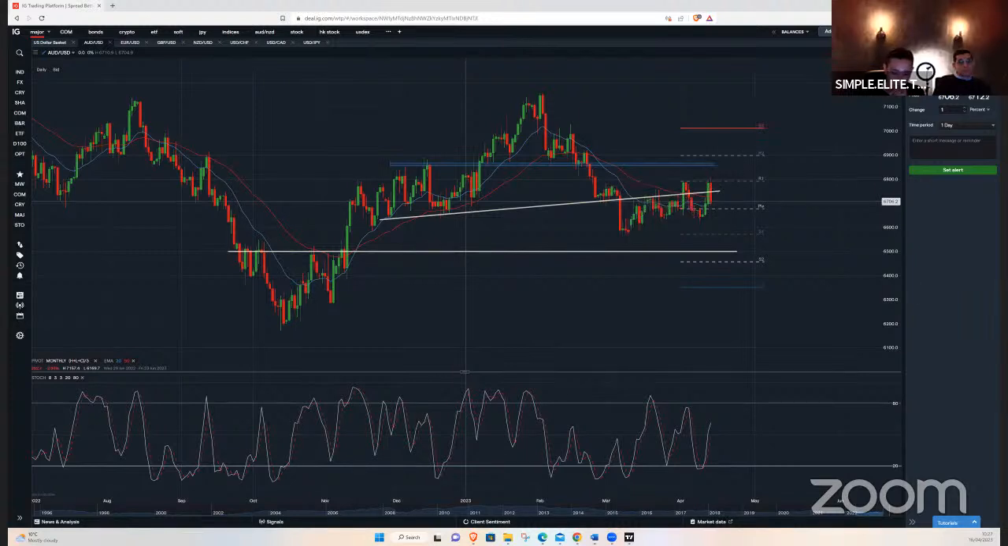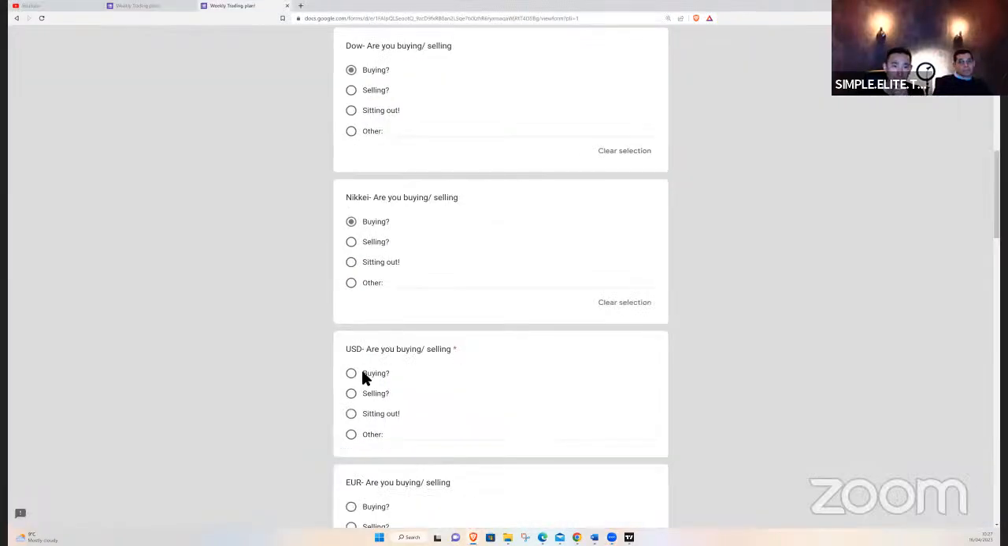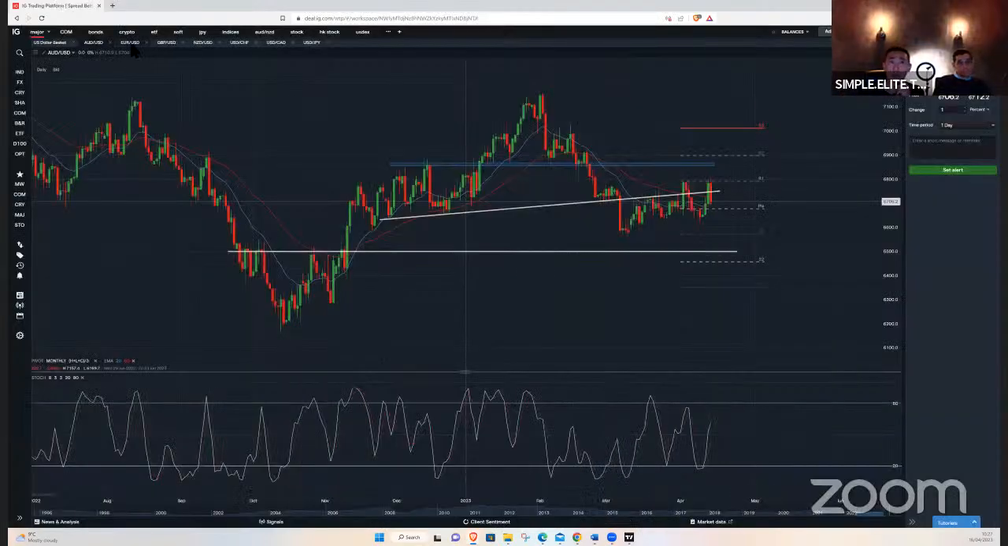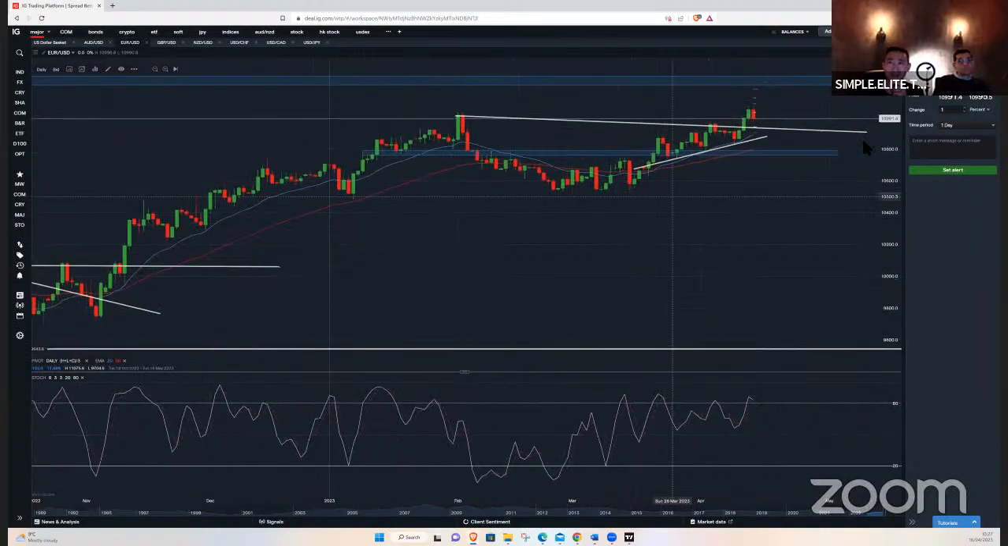So if I don't want to do anything with this, I just go here. My chart again, let's make it bigger. I want to sell the dollar. Why is it euro first? I don't want to do anything. I'm sitting out on the Australian dollar. Don't like it. Euro. Ooh, interesting, isn't it?